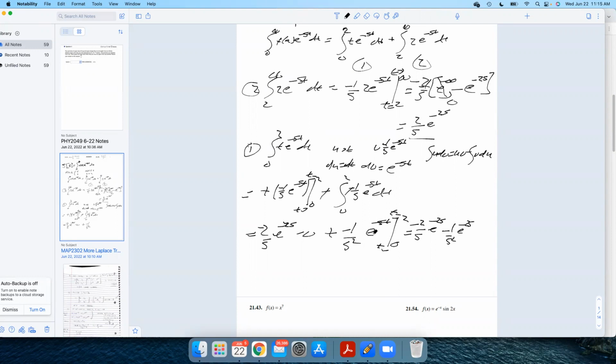Plugging in a 0, this becomes 1. Remember, it's top minus bottom. So I'm going to have a minus times that minus. I'm going to have a plus 1 over s squared. e to the 0 is 1. Okay, so now I've got to put all this together. So I've got 1 plus 2, I've got a negative 1 over s squared e to the negative 2s, and I've got a 1 over s squared.